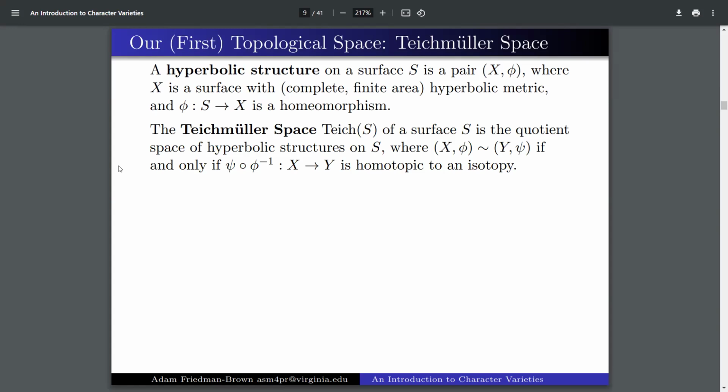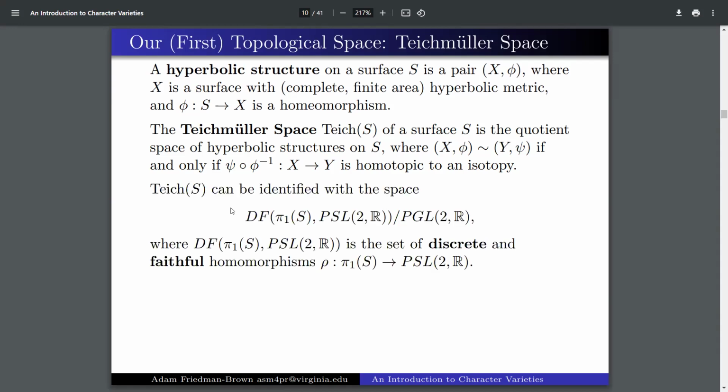And the equivalence relation on it is such that two hyperbolic structures are equivalent when the transition map between them is homotopic to an isometry. So essentially, these two hyperbolic surfaces and their marking maps are only off by an isotopy, and then they're considered to be the same in Teichmuller space.